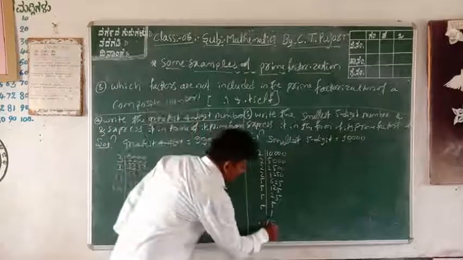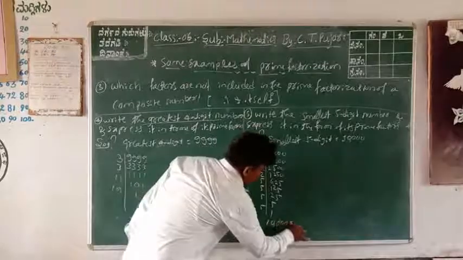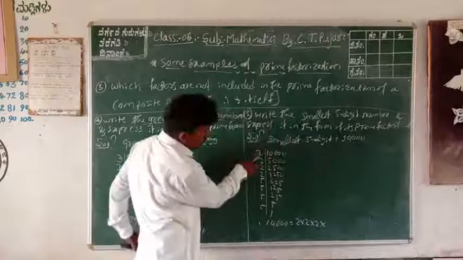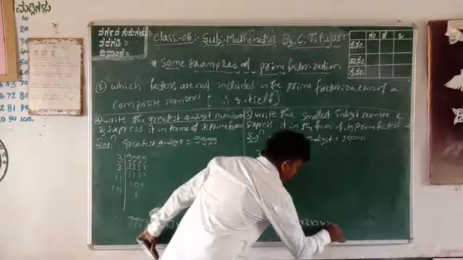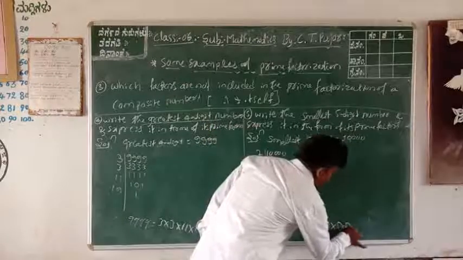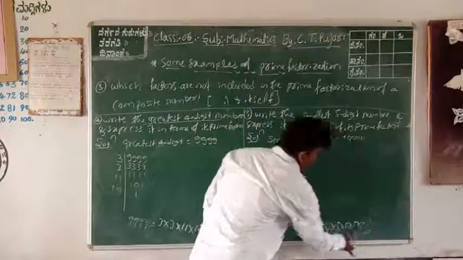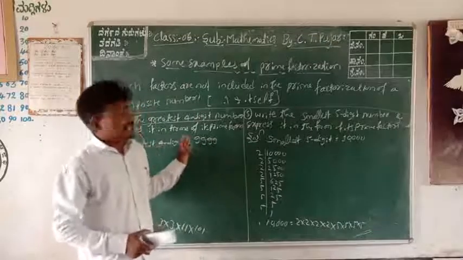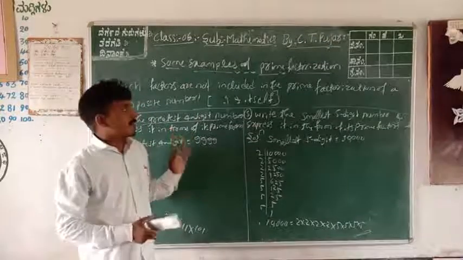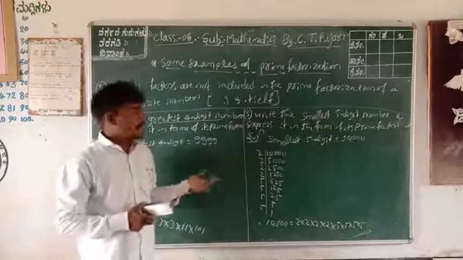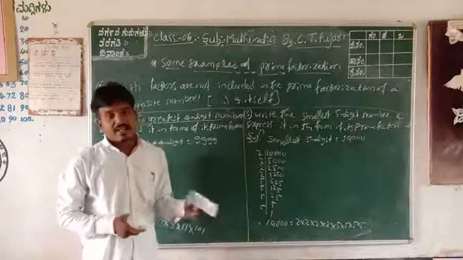Therefore, 10,000 is equal to the factors 2 into 2 into 2 into 2. How many times? 1, 2, 3, 4 times. Then 5 into 5 into 5 into 5, 4 times. These are prime factorization methods. Some questions like this are here. You can practice in your exercise: prime factorization method, and also true or false. Some different examples are here. You can practice more examples in your exercise. I shall continue next class.